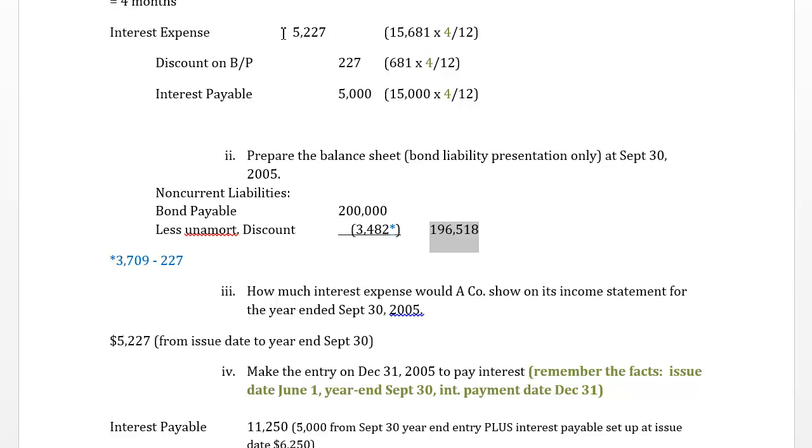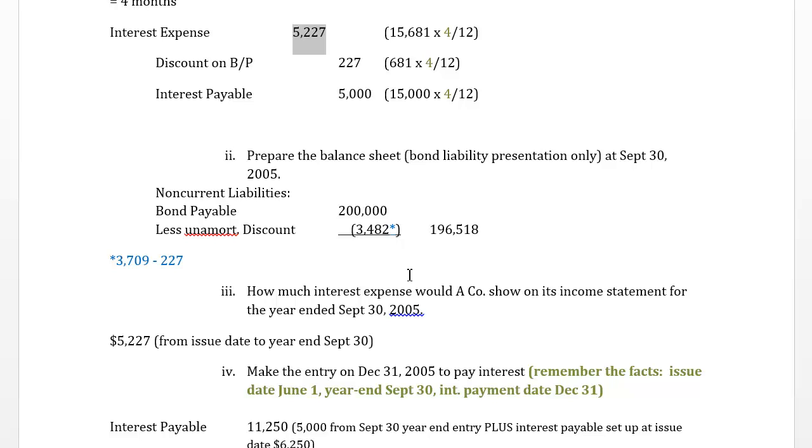So we'd only show $52.27 for interest expense for the year because the bonds in this case were issued June 1st, which was the same in the second video, but the year end is September 30th. So for those 4 months, we're only going to show interest expense to the statement date, which is $52.27. That's what we booked here.